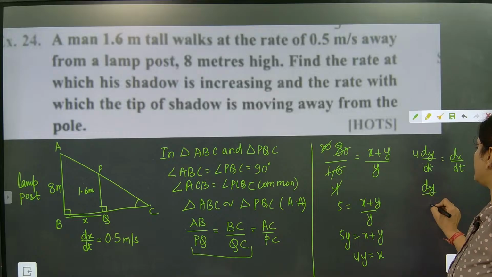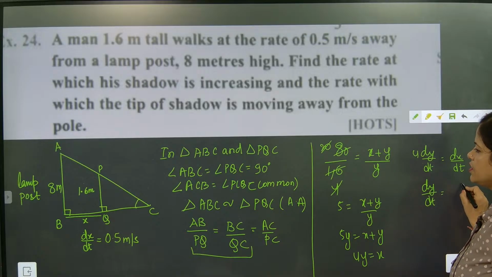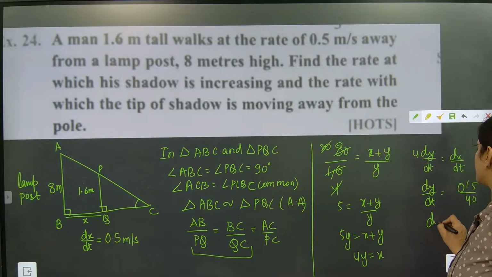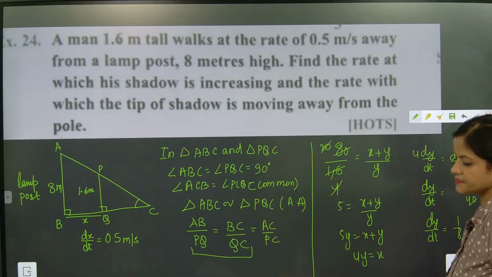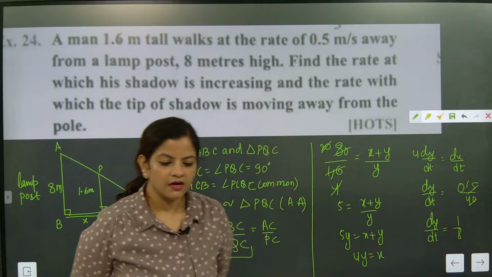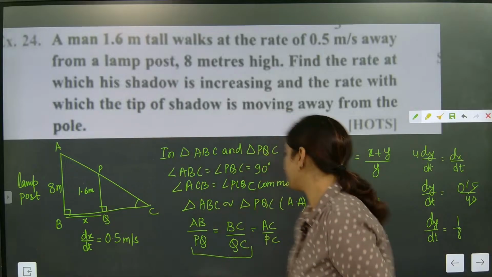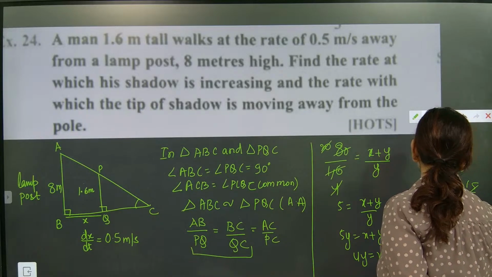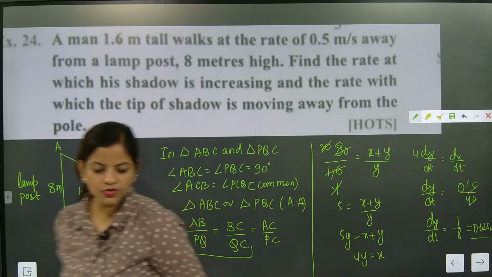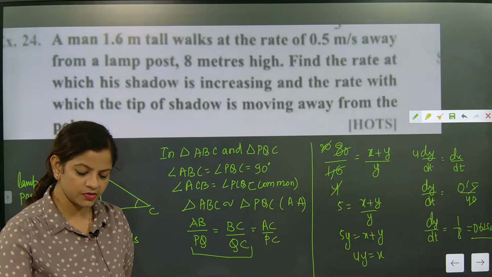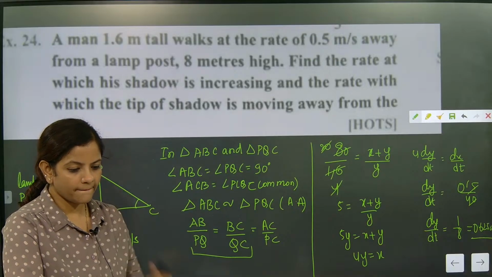So dy by dt increases by 0.5 by 4. So this will cancel, 10 will come. So dy by dt is equal to 1 by 8. 1 by 8 is 0.625. So it increases at 0.625 centimeter per second. So this is the way to solve the question. I hope you have understood. Come on, go for it.